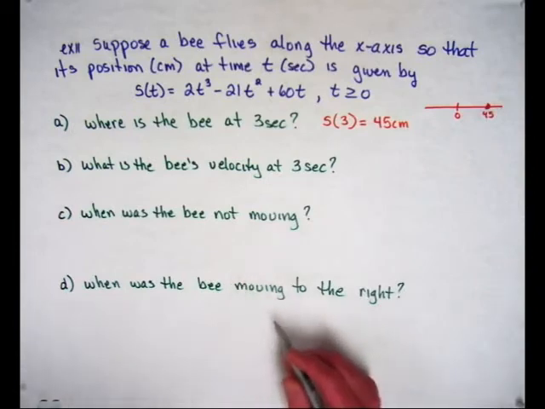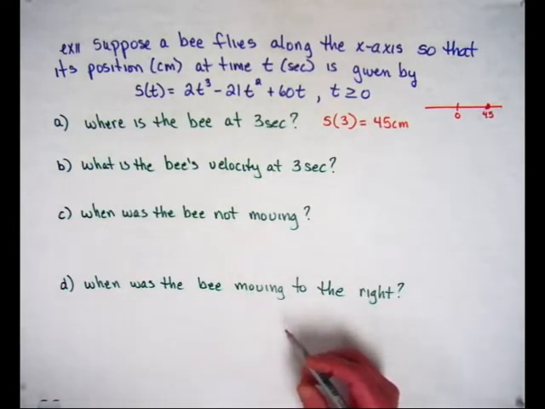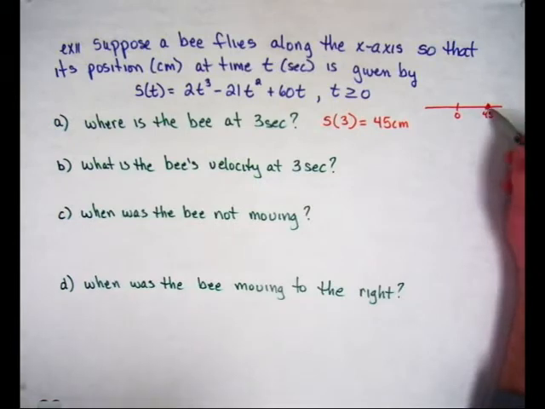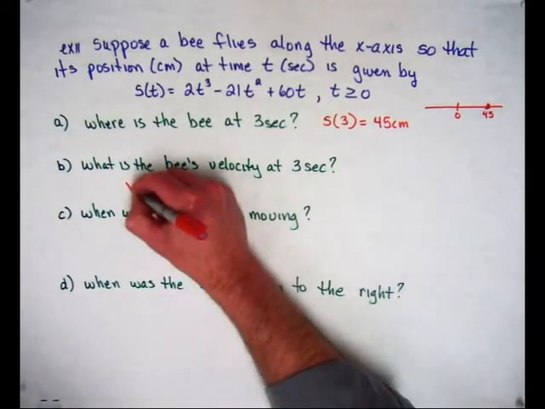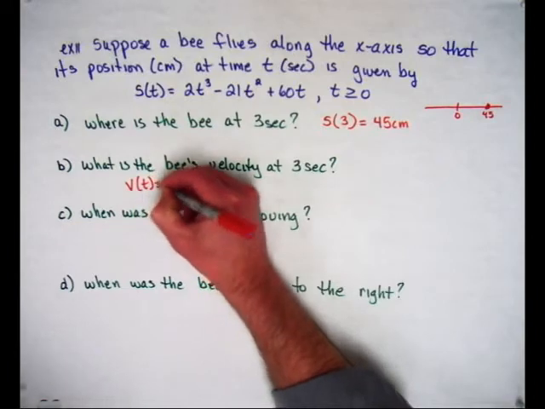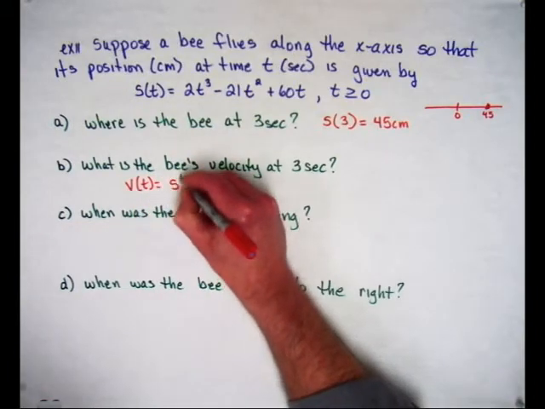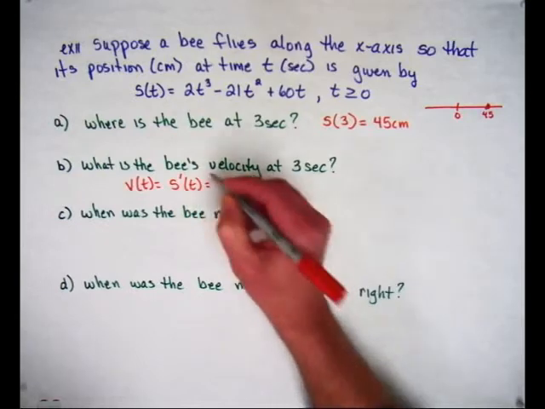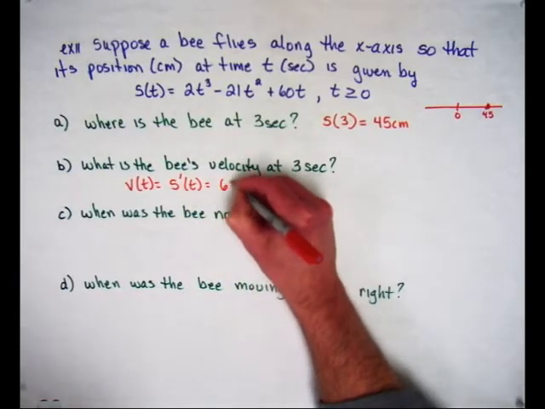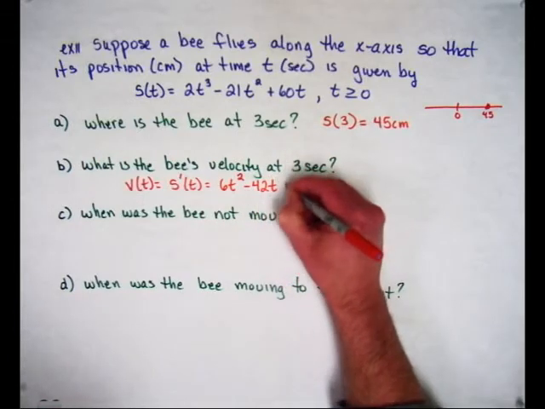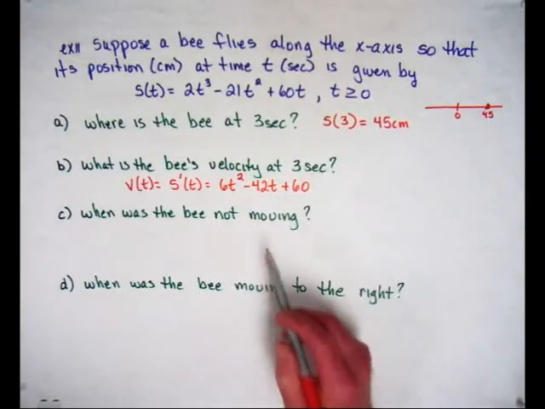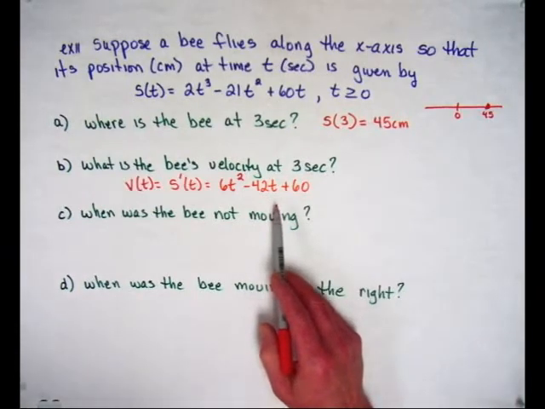The next question says, what is the bee's velocity at 3 seconds? So now what this question is asking is, now that I know where the bee is located, I'd like to know how fast it's traveling. So what I need to do is find the velocity function. So the velocity function, v of t, of course, is the derivative of the position function, s prime. So that would give us 6t squared minus 42t plus 60. So you see that I've created a brand new function now, and this function will describe the velocity of the bee at any moment in time.